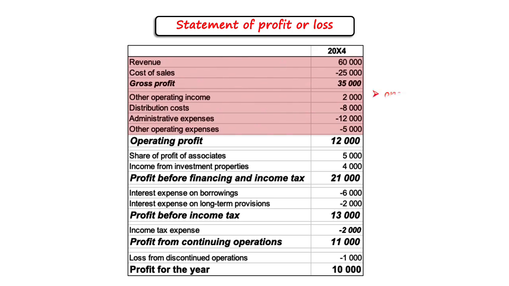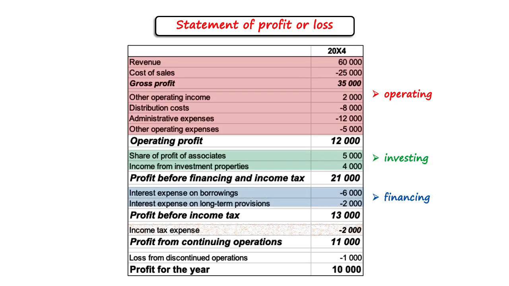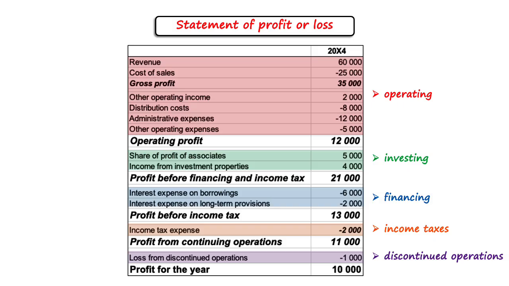Here, income and expenses are presented by categories: operating, investing, financing, income tax, and discontinued operations. And the first 3 categories are new, as I mentioned, so entities might need to do some additional work to structure their income statement this way.